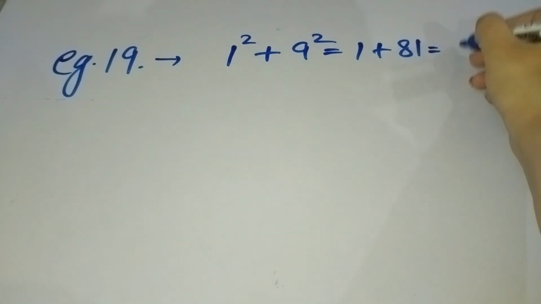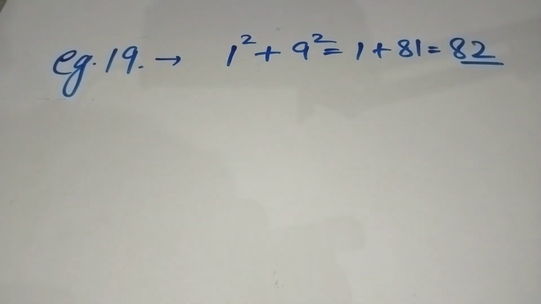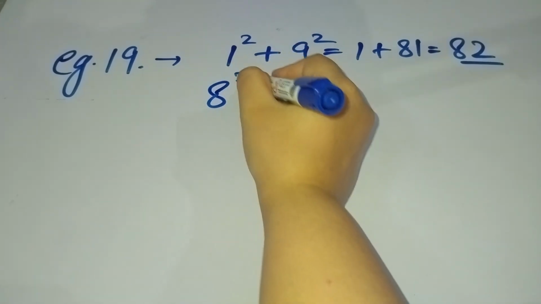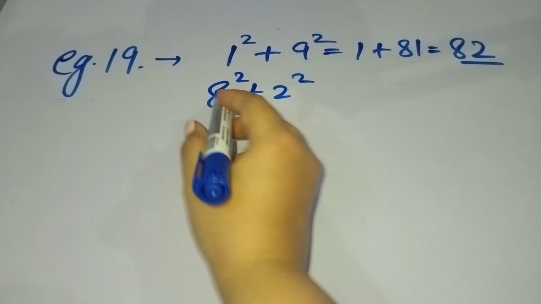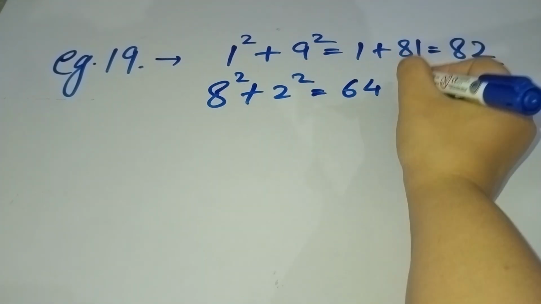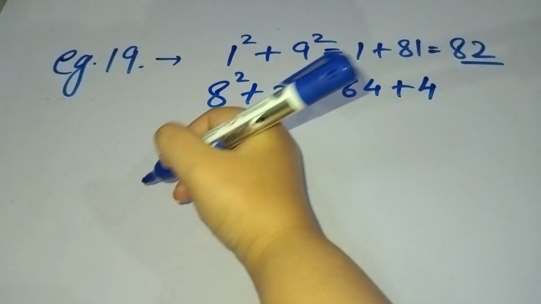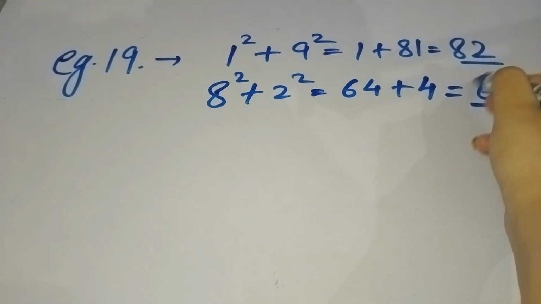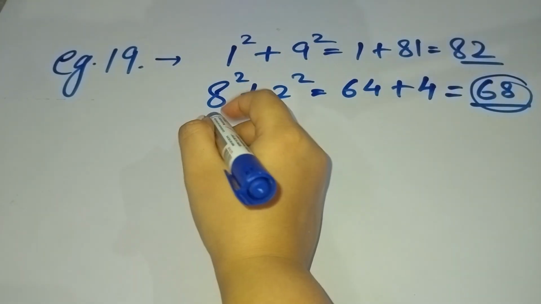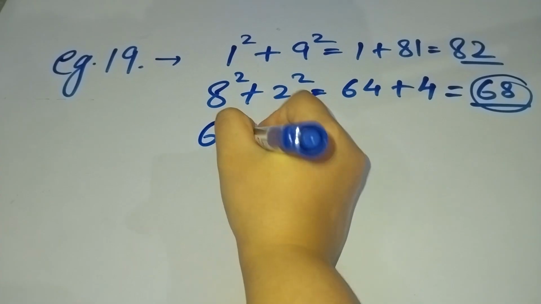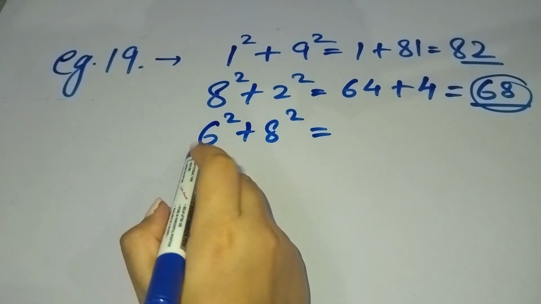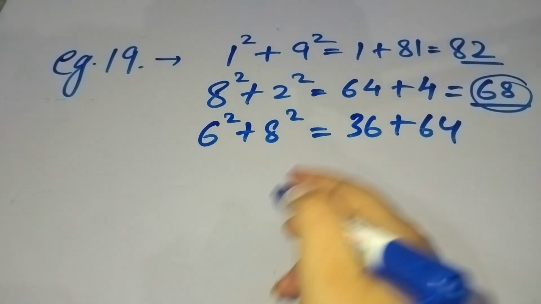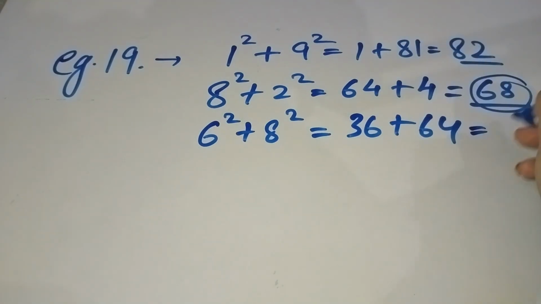So we got 82. Now we'll square the digits of 82. So 8 square plus 2 square. So 8 square is 64 plus 2 square is 4. So we'll get 68. Now we'll square the digits of 68. 6 square plus 8 square. Now 6 square is 36 plus 8 square is 64, and after adding it we'll get 100.